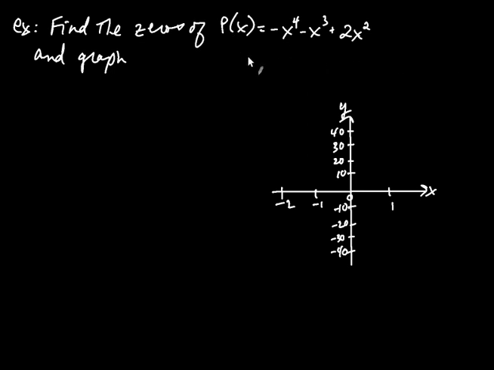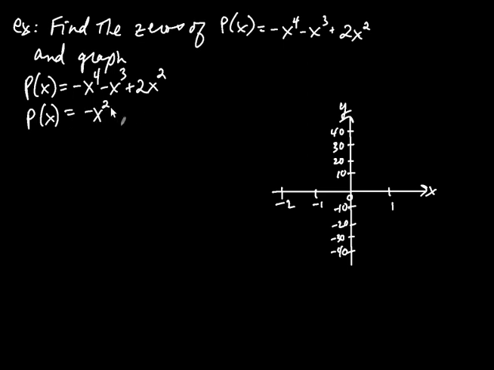Let's find the zeros of this polynomial and graph it. So the first step is to factor. So we have p of x is equal to, well, let's just write the polynomial negative x to the fourth minus x cubed plus 2x squared. And let's factor out a negative x squared. That's our GCF. And then we have that times x squared plus x, and then minus 2. That can be factored further, so p of x is equal to negative x squared, times x plus 2, times x minus 1.